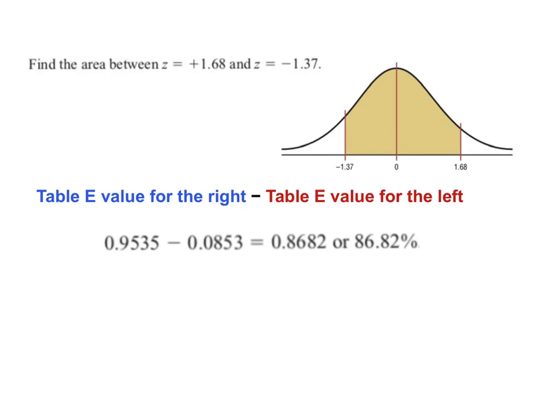Okay. So when it's an interval like that, again, you take the higher Z value's table E value and subtract the table E value for the lower Z value. So many values in one sentence.